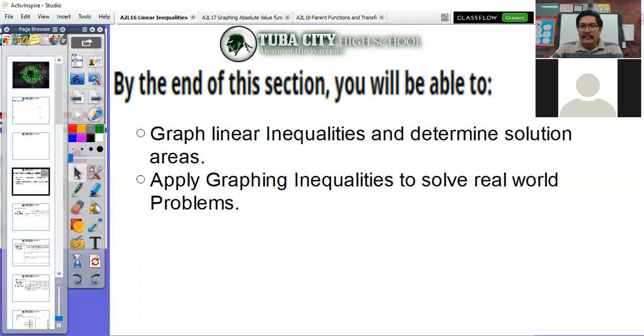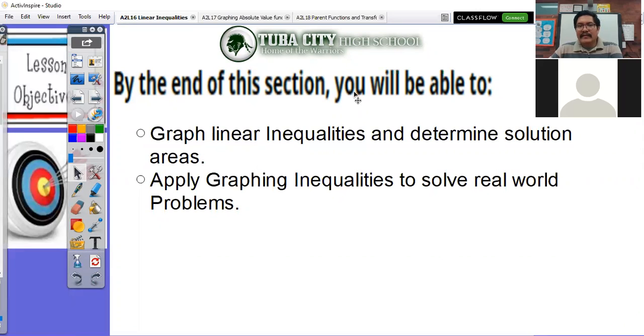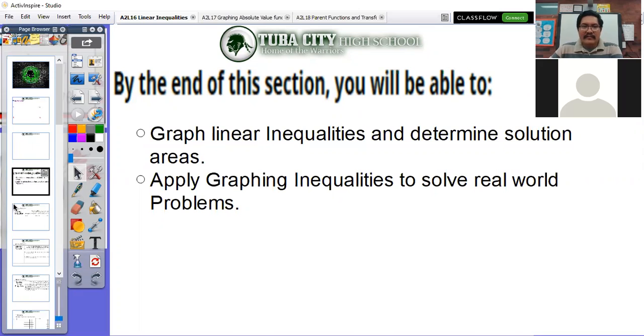So what we're doing today: by the end of this section, we're going to be able to graph linear inequalities, determine solution areas, and apply graphing inequalities to solve real-world problems.